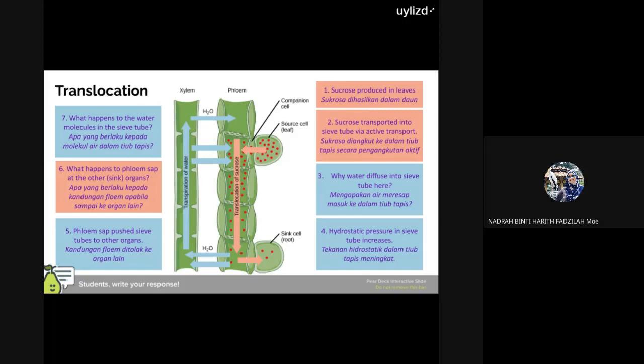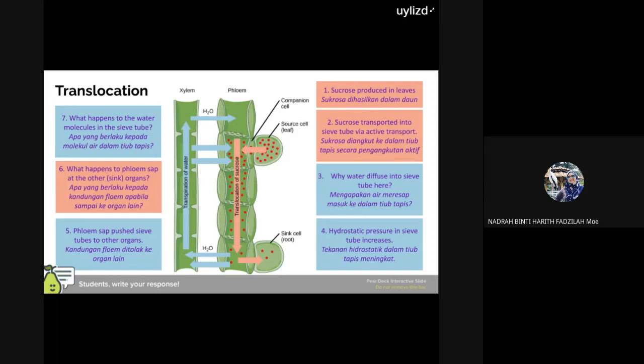When there is a lot of sucrose inside the sieve tube, it becomes low water potential because there is a lot of sucrose, very little water. So when the sieve tube has low water potential, water in the xylem diffuses into the sieve tube via osmosis. The combination of sucrose and water will form phloem sap. Phloem sap, because now the sucrose is in liquid form.